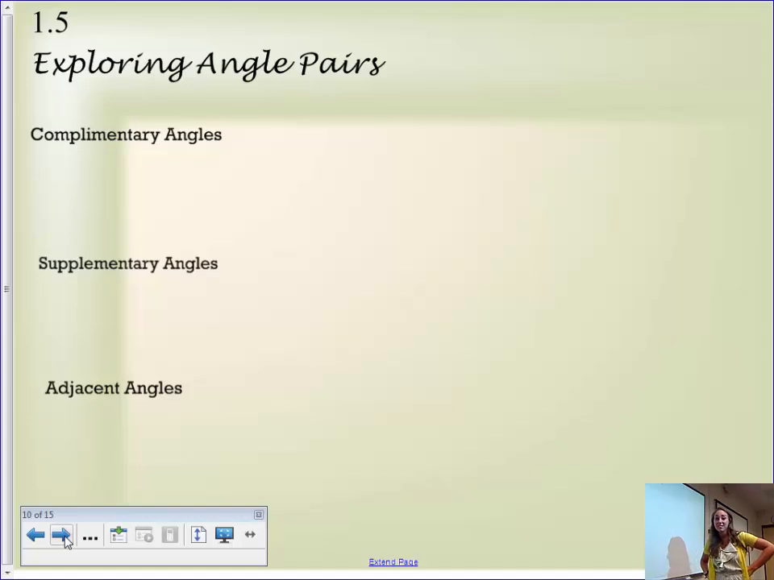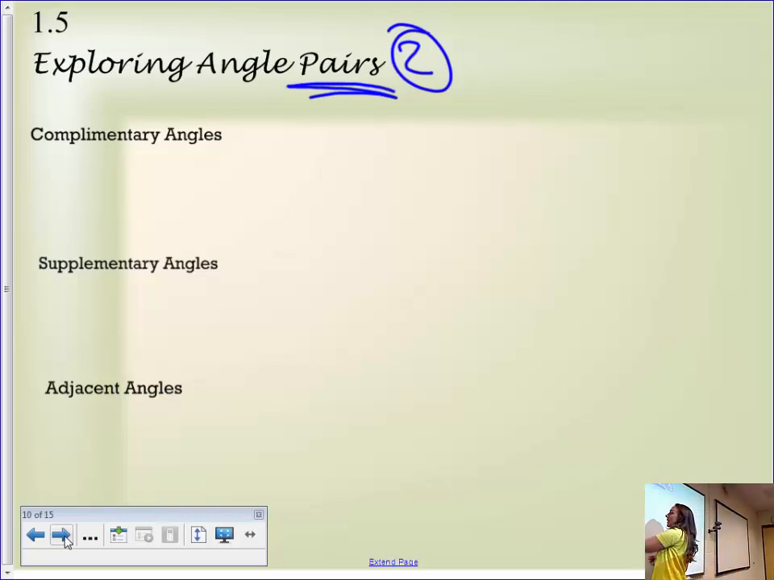So we're still going to talk about angles, so that's why we put these 2 sections together. But now we're going to specifically talk about some angle pairs. A pair meaning 2 angles. We have specific names. So we have complementary, supplementary, and adjacent angles.